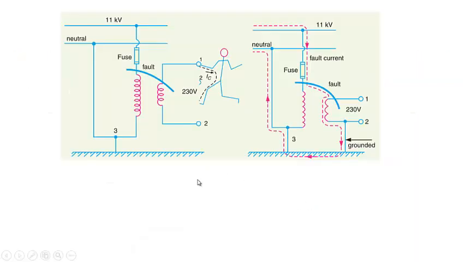Similarly, when a fault occurs, the high voltage will be directly connected to this point, and in case of an ungrounded system, even a person touching this point or this point will be in danger and will die instantaneously. But in case of a grounded system, you will see the path of the current will be this, not through a person, and in this case the person will be safeguarded.